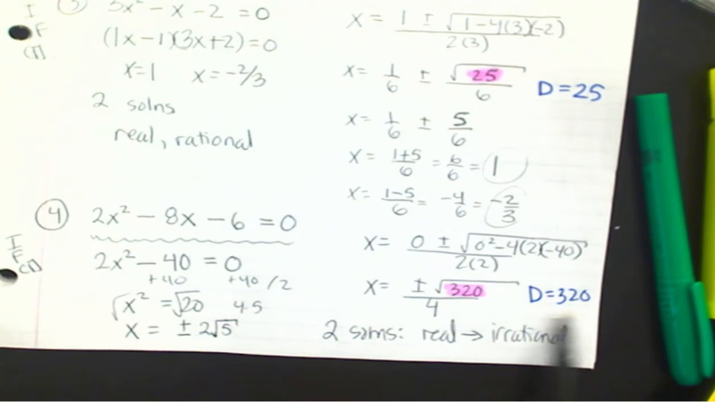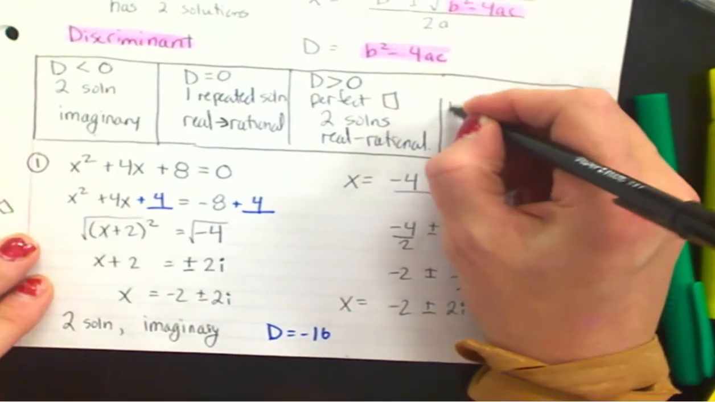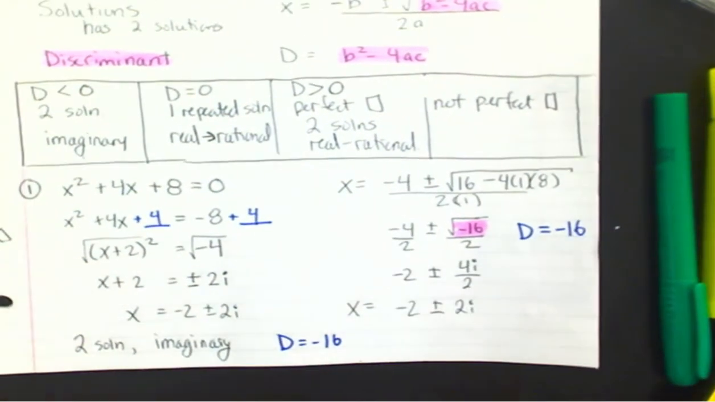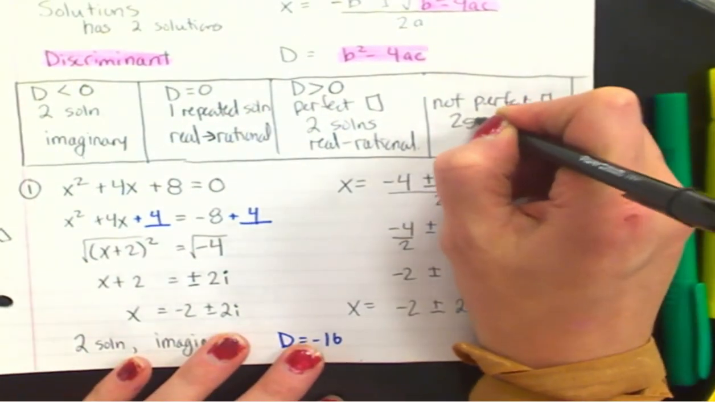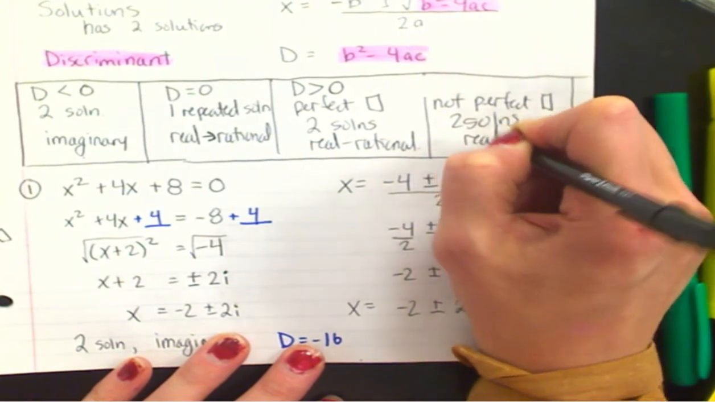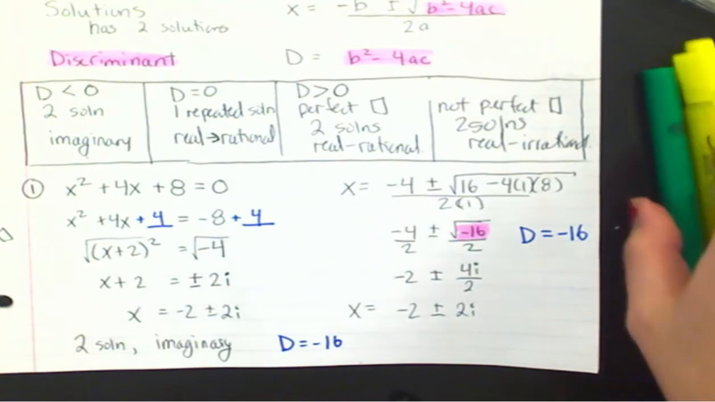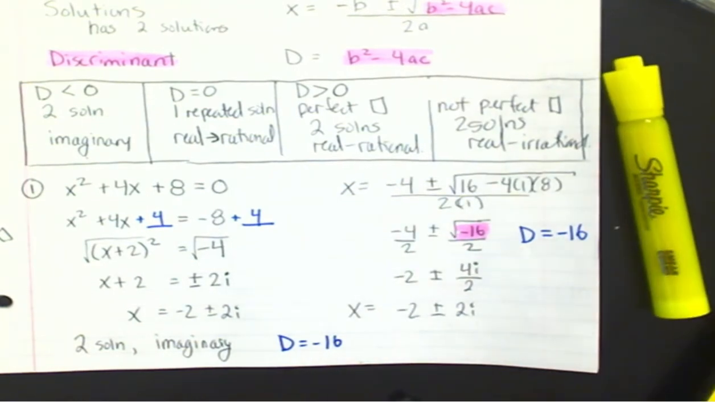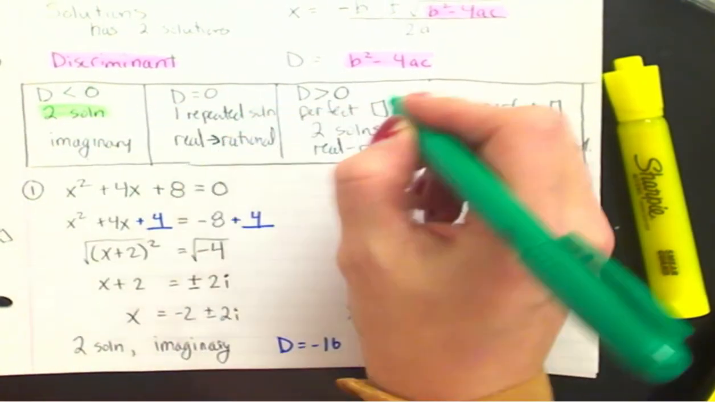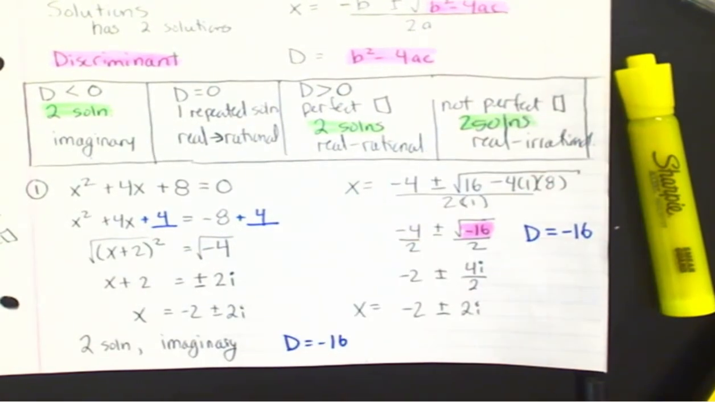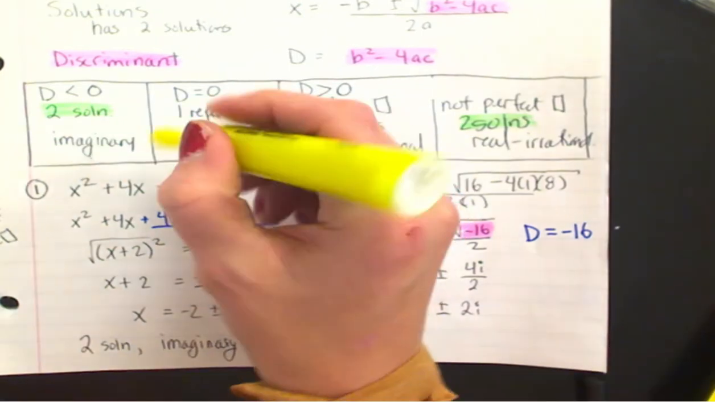So we have to fill in our last box. All right, when my discriminant is not a perfect square, not a perfect square, I get two solutions. They are real, but they are irrational. I feel like I need to highlight the things that are the same and the things that are different to make it easier to remember. Two solutions is everywhere except that one spot. Okay? Just looking at the differences.